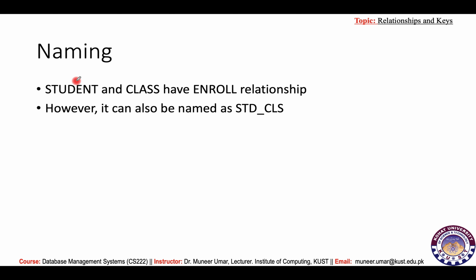For example, we have an entity type, student, and the second one is class. For this, we can use enroll as a relationship word. Student enrolls in a class. If suppose we don't have this word, then we can also use this set of abbreviations as a relationship name.